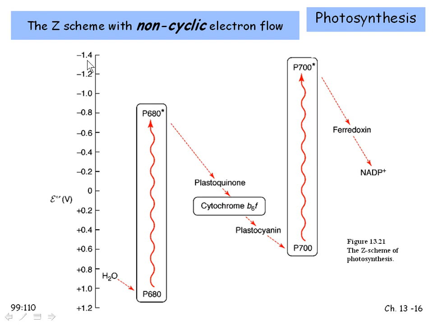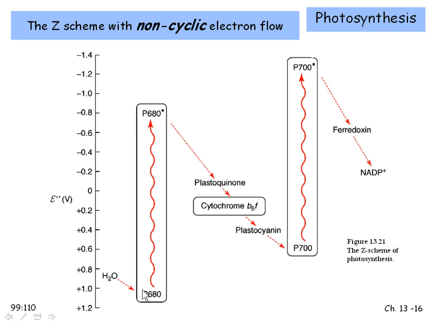The scale over here is the electron motive force, how likely a molecule is to give up an electron or to snitch an electron. Down here, it really wants to steal electrons. It's a good oxidizing agent. Up here, it wants to give electrons, good reducing agent.